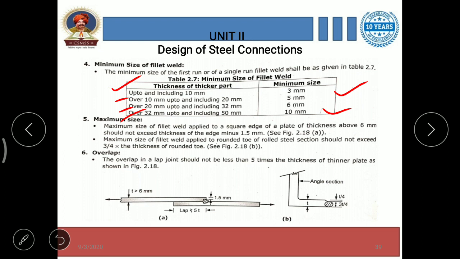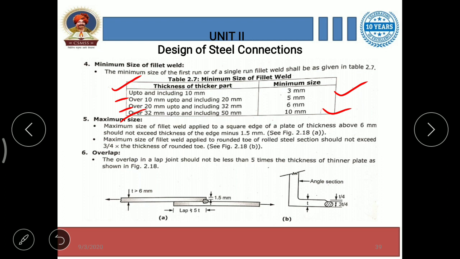Then fifth specification given is maximum size. Minimum size of fillet weld we have studied. Now the maximum size of fillet weld applied to a square edge of a plate of thickness above 6 mm should not exceed thickness of the edge minus 1.5 mm. Then maximum size of fillet weld applied to rounded toe of rolled steel section should not exceed 3/4 of the thickness of the rounded toe. These are some conditions you have to remember.